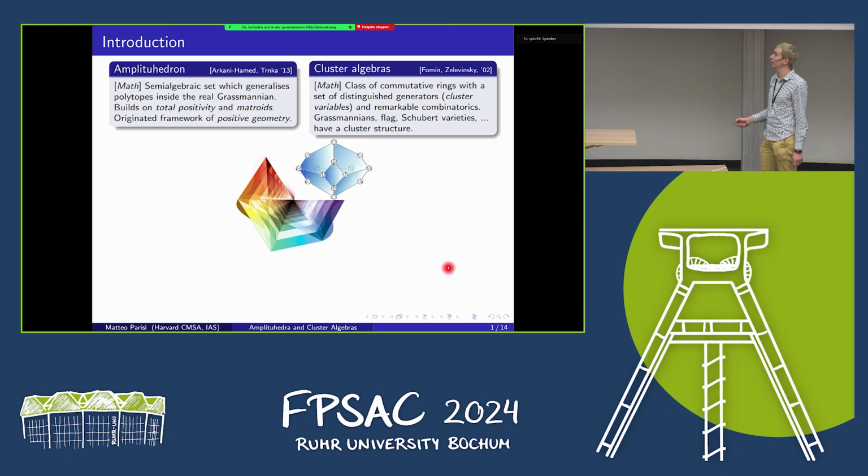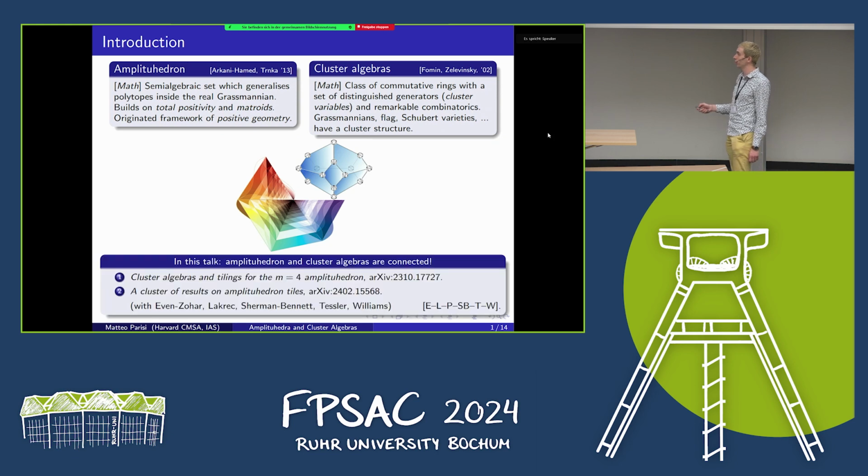So today I will show that these two objects are connected. In particular, the amplituhedron is also interesting from a mathematical perspective because it is a semi-algebraic set which generalizes polytopes inside the real Grassmannian, and also builds on the theory of total positivity and matrix theory. It is also part of the recent general framework called positive geometries.